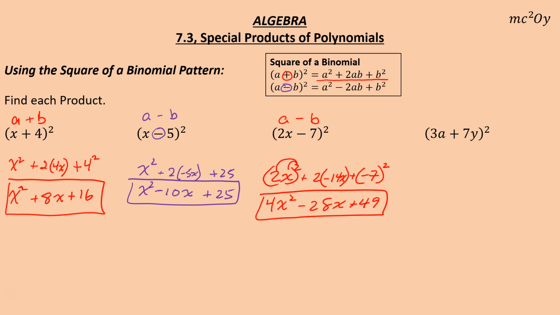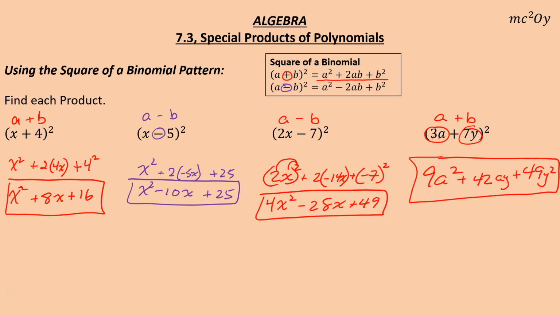Okay? Position A, position B, we're adding, square this, 9a squared, square this, 49y squared, multiply them together, 3 times 7 is 21, doubled is 42ay. All right, saves you some time. Okay, it's all about saving time in this lesson.